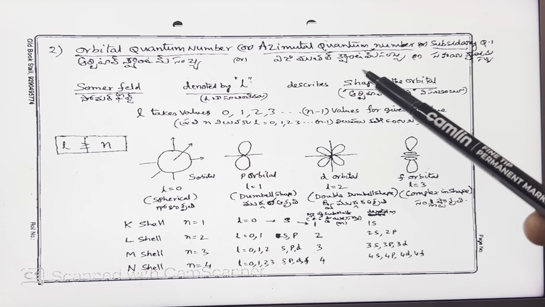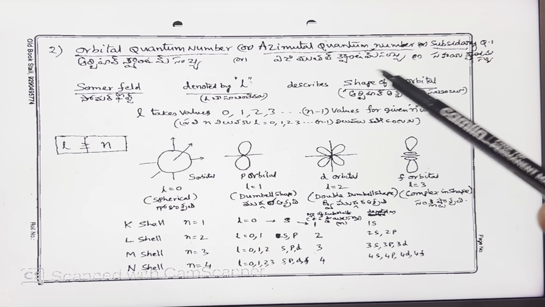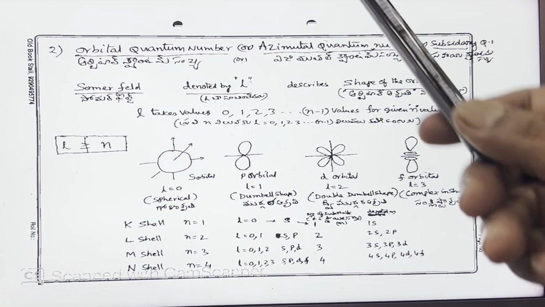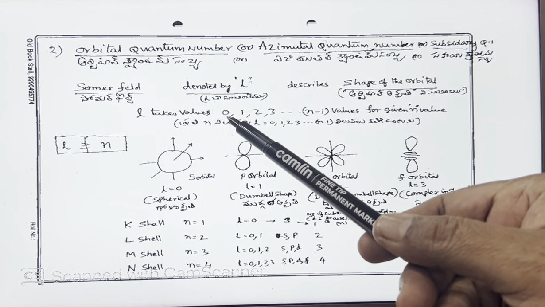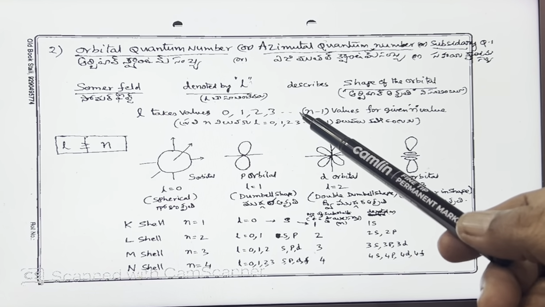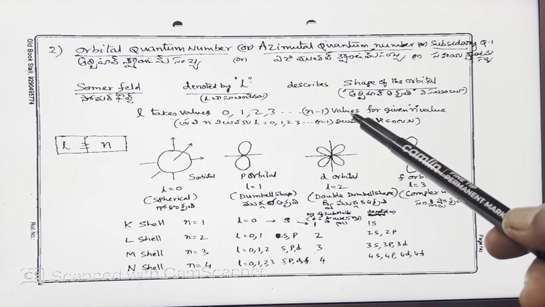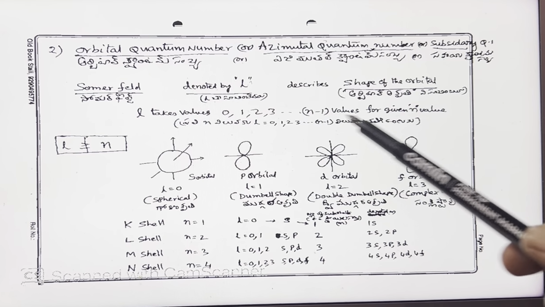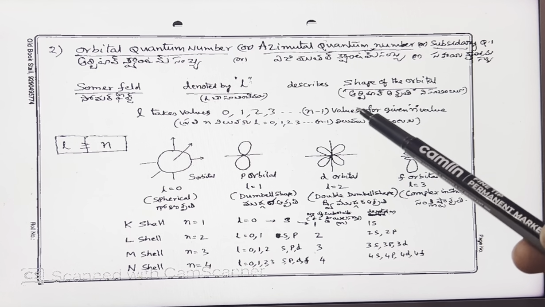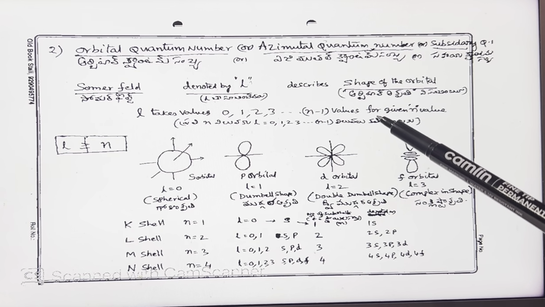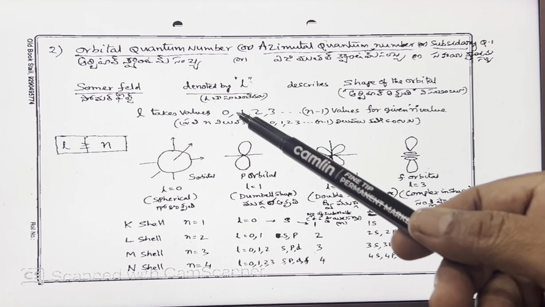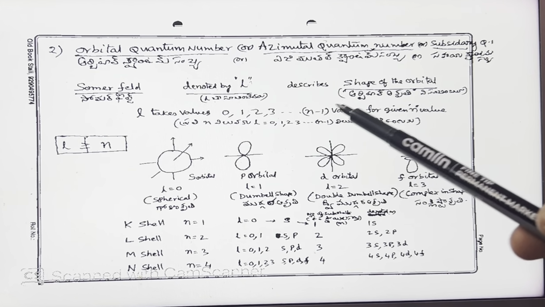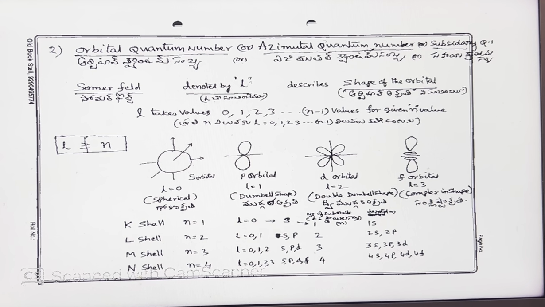For example, what type of values does it take? It depends on n. It takes values 0, 1, 2, 3, etc., up to n minus 1 for every given n value. For example, if n is equal to 4, it takes 0, 1, 2, 3, up to n minus 1. If n is equal to 3, 0, 1, 2 only. So, how many values does it take? L takes n values, but it starts from 0 and ends with n minus 1.